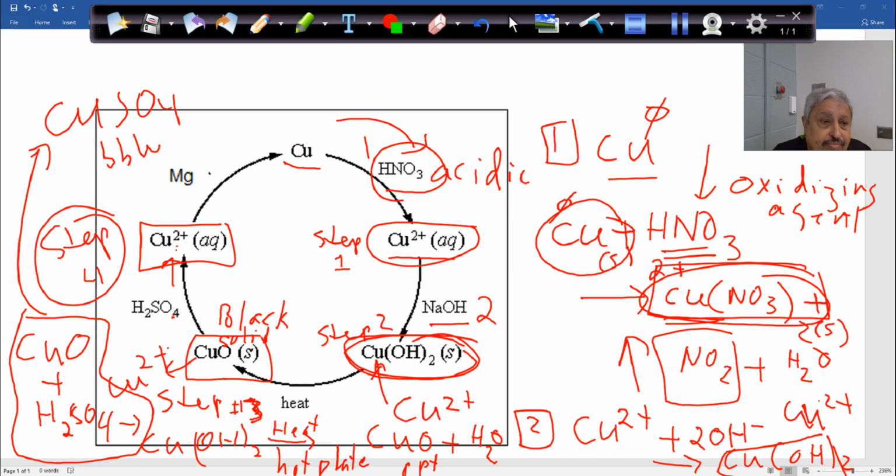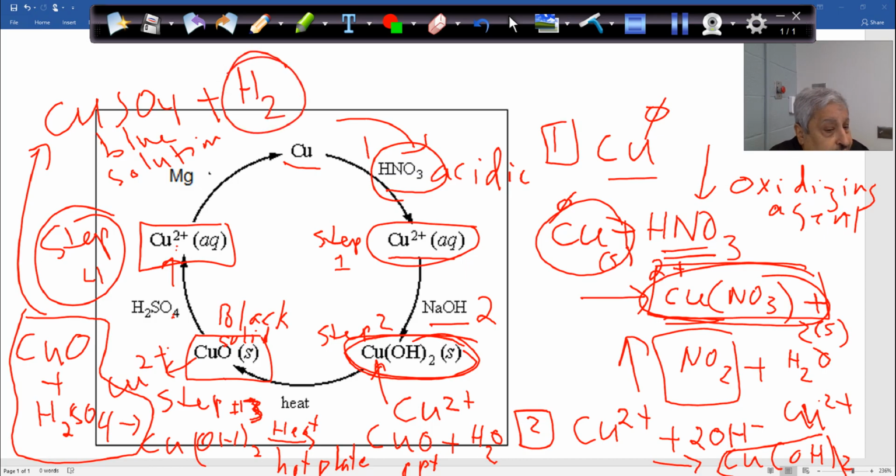Let me write it here. A blue solution. And you are producing hydrogen. That's my concern here. So no open flame. When you react this oxide, the black precipitate, you will add enough sulfuric acid until all the black solid of copper 2 oxide has been converted totally to blue solution. Everybody's following? That's step 4.